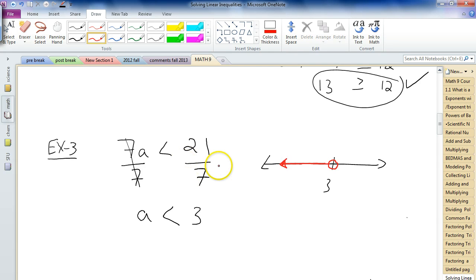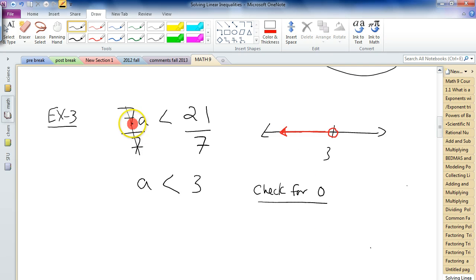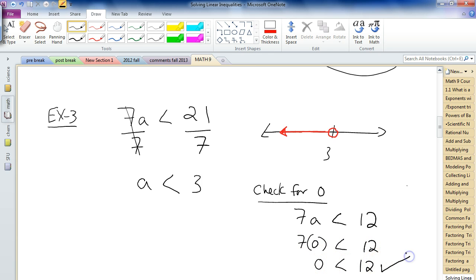Alright, so there's the solving, there's the graphing, and then the checking. You pick any number that you want that's less than 3. So let's check for 0. That's less than 3. Let's see if it works. We take our original equation, 7a less than 21, and we sub a 0 in for our letter a. So 7 times 0, which is 0. And is 0 less than 21? Yes, sirree, Bob, it is.